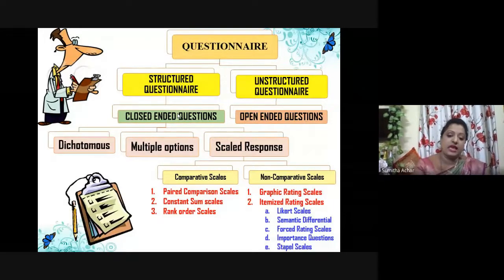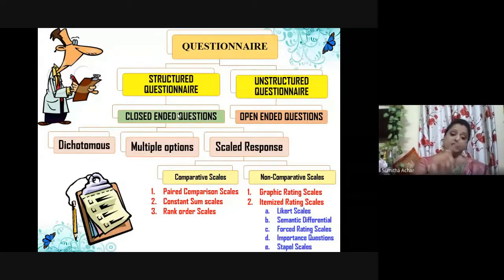Multiple options, you can have multiple option single response, multiple option multi-response. For example, pick one among the following when I'm asking you. Say, for example, I ask you your marital status, or I ask you your educational qualification. I give you SSLC, PUC, graduate, postgraduate. Let's assume that you are postgraduate.